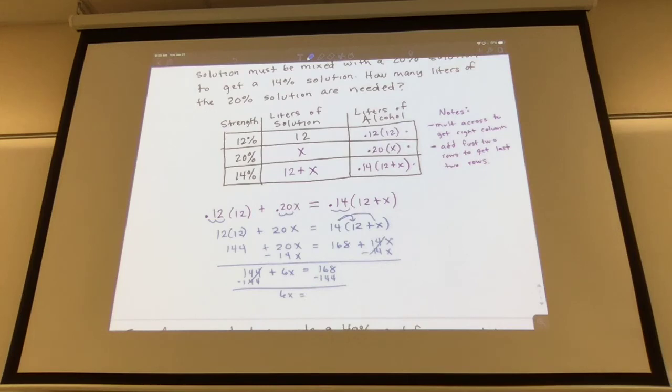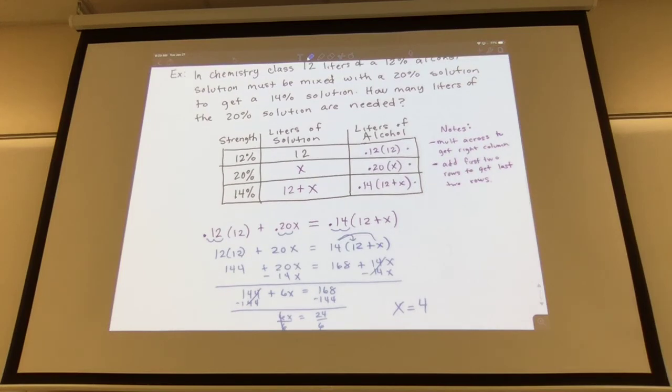That's going to be 24. Divide both sides by 6, and x is equal to 4. So we go back up and we make sure we answer the question. It says, how many liters of the 20% solution are needed? So we need 4 liters of the 20% solution.